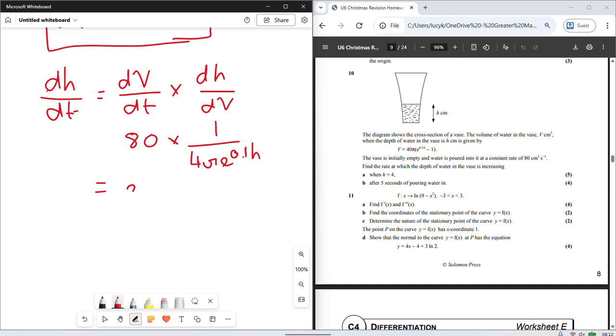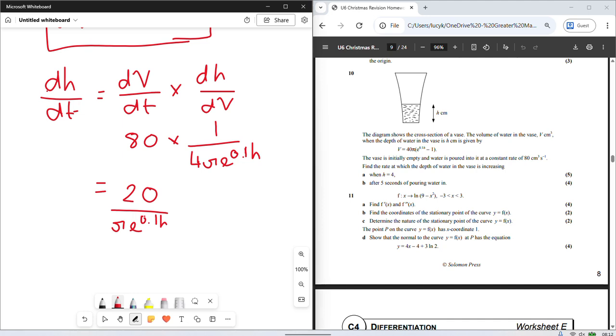So I believe that will be 20 over pi e to the 0.1h. I am questioning if I've done 80 divided by 4 correctly. I'm pretty sure I have. So there we go. So we end up with that as our dh by dt.